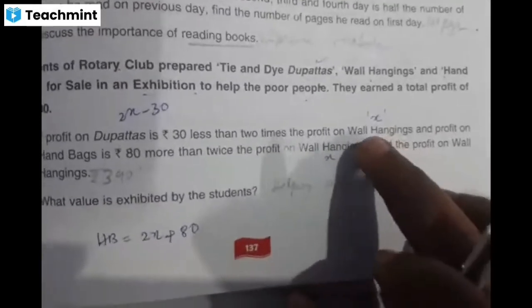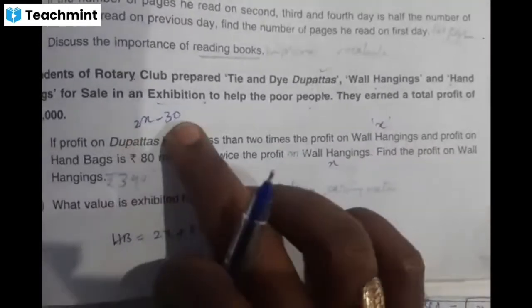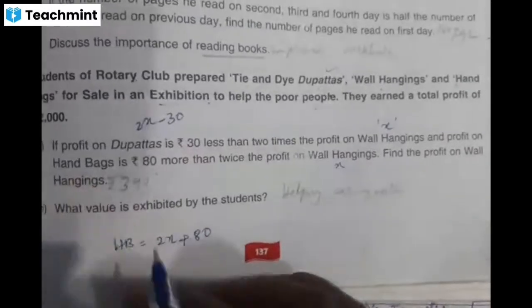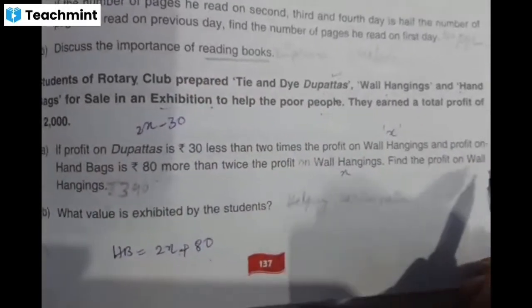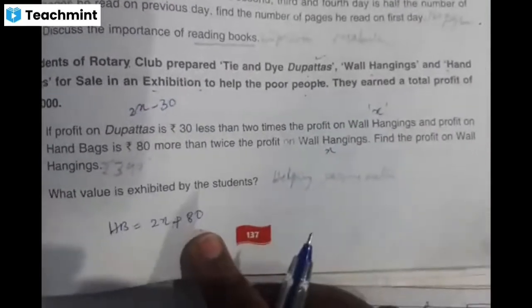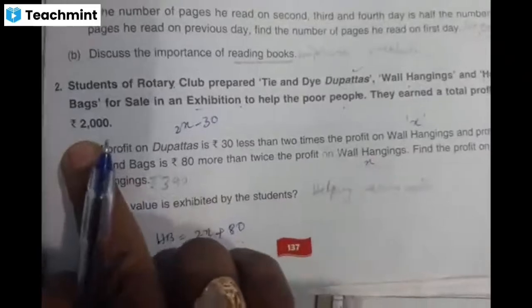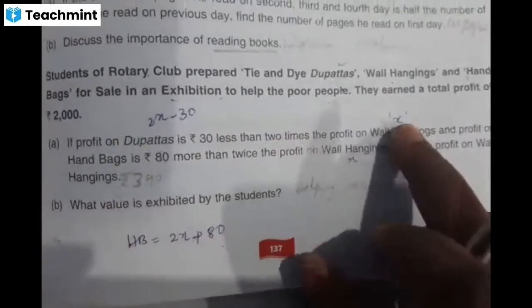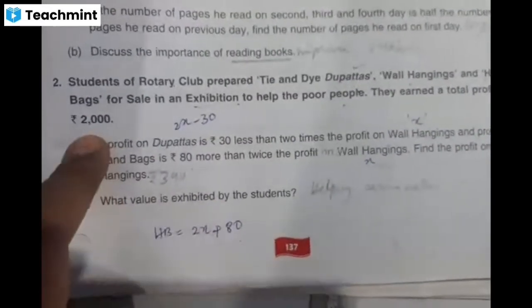So the profit made on wall hangings is X. The profit made on dupattas is 2X minus 30. The profit made on handbags is 2X plus 80. So separately we have written the profits here. Now we have to find the profit on wall hangings by using these expressions. How can we write according to the question? We know the total profit made is 2000. If you add all these expressions, X plus 2X minus 30 plus 2X plus 80, we are getting total rupees 2000. The same thing I am going to write here, children.